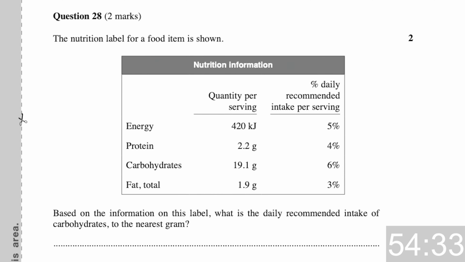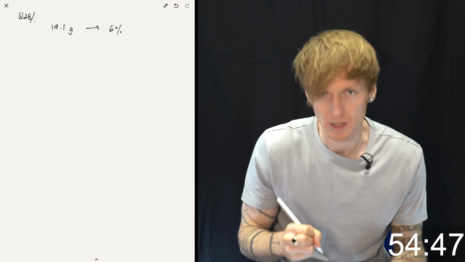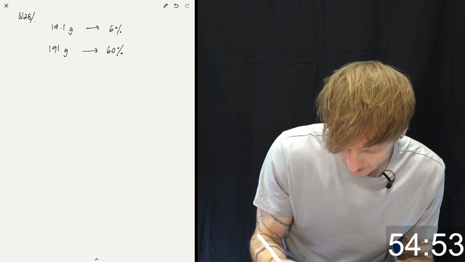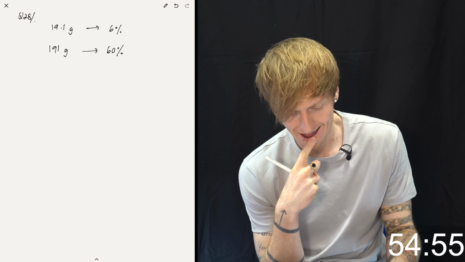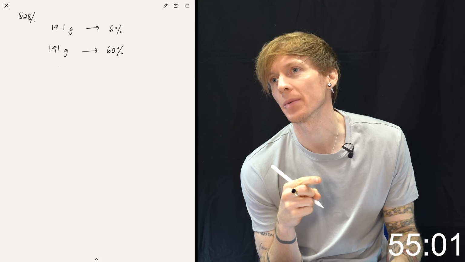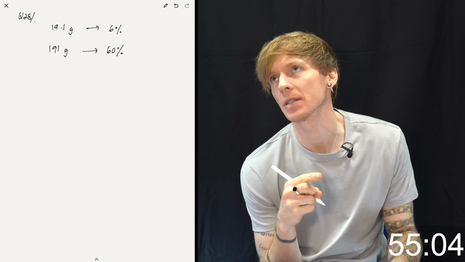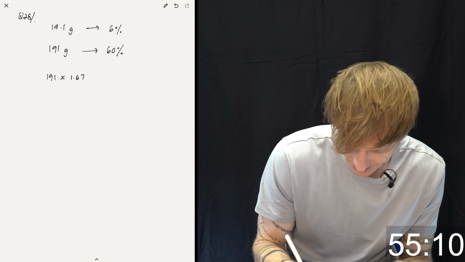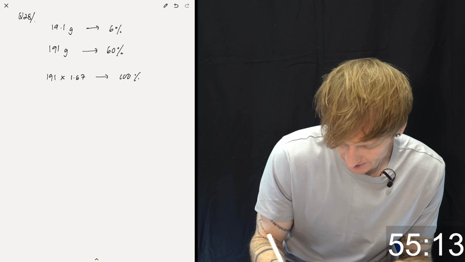Nutrition label of a food item is shown. Based on the information on this label, what is the daily recommended intake of carbohydrates? Okay. So 19.1 grams is 6%. If I multiply by 10, I can say 191 grams is 60%. So then, what do I want? I want that times 1.67. So 191 times 1.67 would give me 100%.